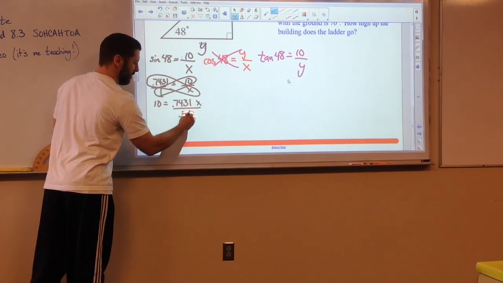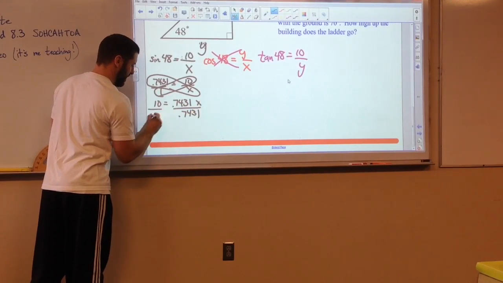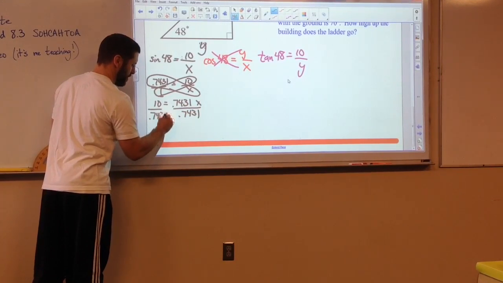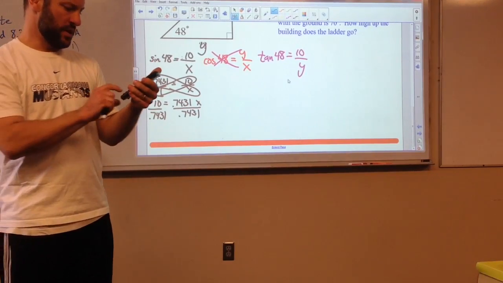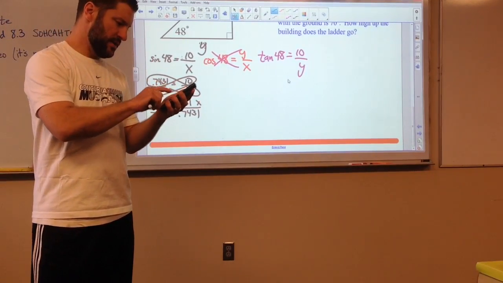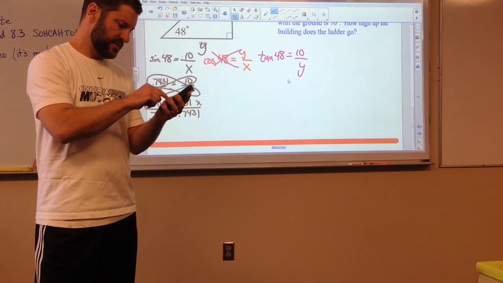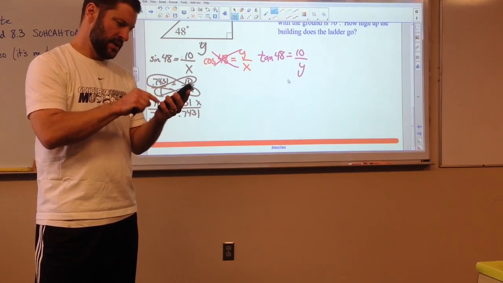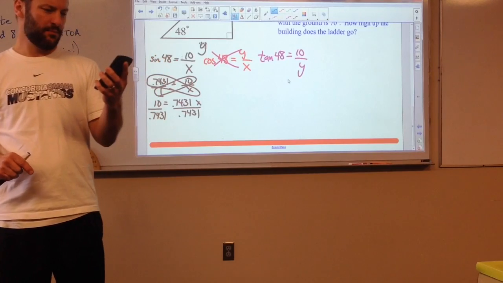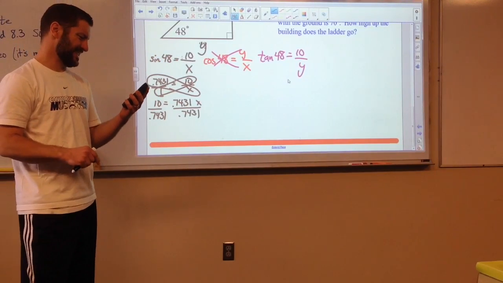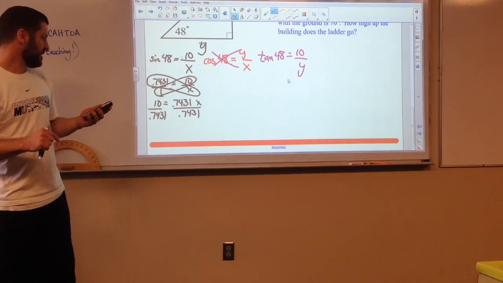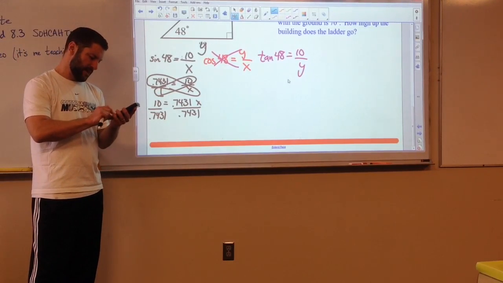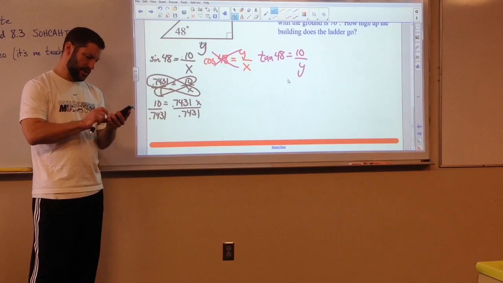Divide by 0.7431. What I will try to do is use my answer from the previous one. What was the sine of 48? I actually leave that decimal up and use it if I can. I have to store it on this one. All right, let's just go to 4 decimal places. Let's take 10 and divide it by 0.7431.